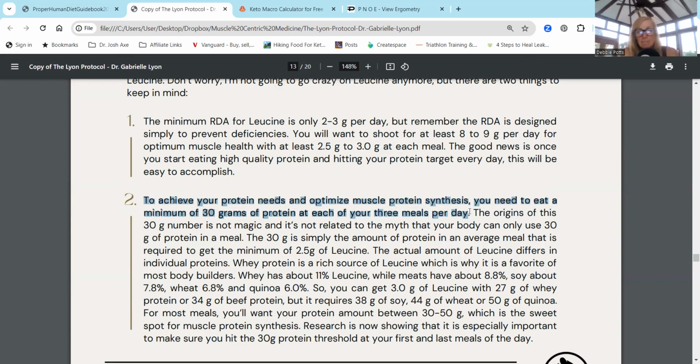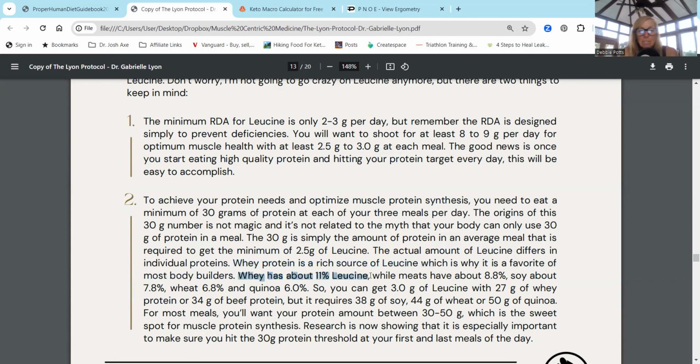So you have 3 meals a day. 30 grams is not magic, and it's not related to the myth that your body can only use 30 grams. The 30 grams, and this is Dr. Donald Layman's research, is simply the amount of protein in an average meal that is required to get the 2.5 grams of leucine. The actual amount of leucine differs for individual proteins. So, important: whey protein is a rich source of leucine. That's why it's popular for bodybuilders.